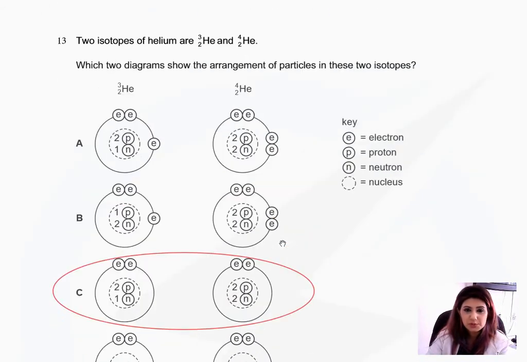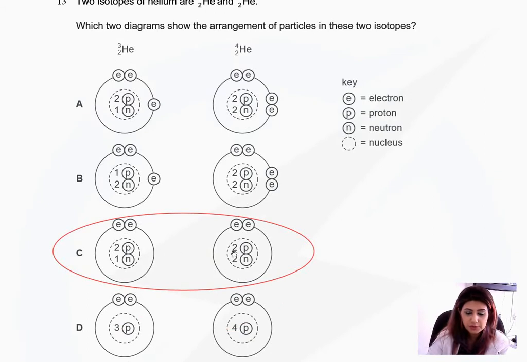You have 2 isotopes of helium, which diagram shows the arrangement of this. Okay, let's look at this one. Helium will have 2 protons, and this helium will be 2 protons as well. Let's check. 2 protons, fine. 1 proton, so that's wrong. 2 protons, that's right. Wrong. So it's between A and C now.